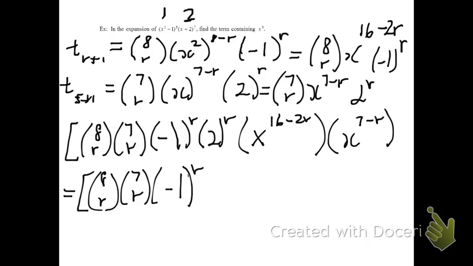To the R times 2 to the R, and then our x term is going to simplify to 16 minus 2x plus 7 minus R, so that's 23 minus 3R. Okay, so, or sorry, that shouldn't be an R.